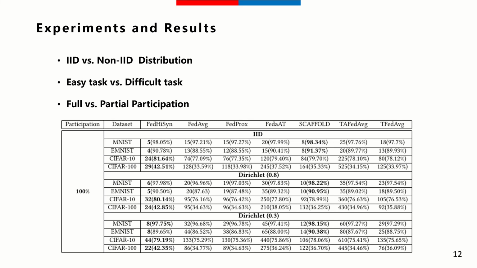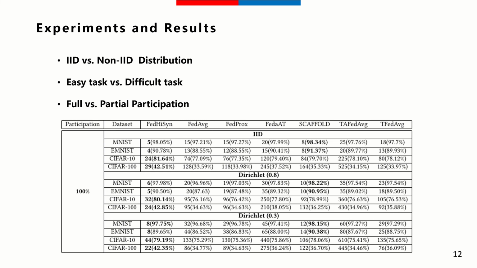We evaluate the proposed framework based on MNIST, eMNIST, CIFAR-10, and CIFAR-100 datasets. Experimental results show that FedHiSyn outperforms 6 baseline methods, including FedAverage, Scaffold, and FedIt, in terms of training accuracy and efficiency. We have only shown part of the results here.